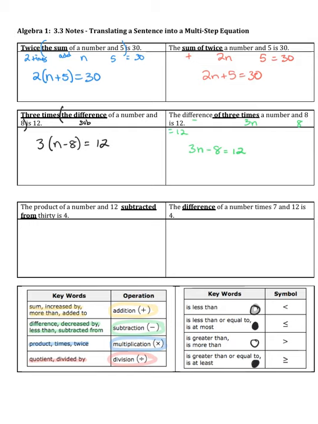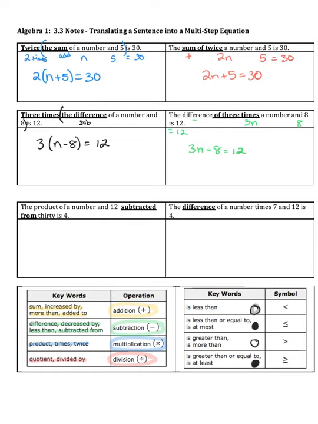And we're not saying solve them. We just want you to write them. Solving them is no big deal, but we want you to write them. Alrighty, let's do a couple more. The product of a number and 12 subtracted from 30 is 4.